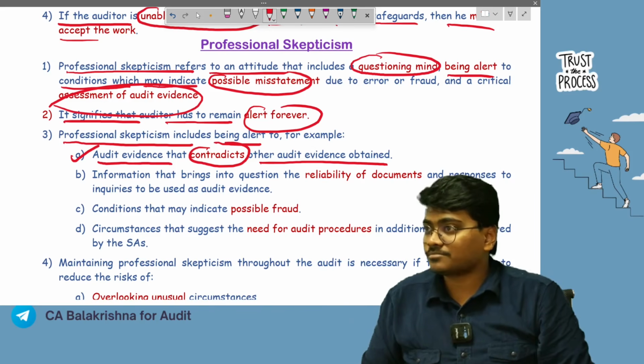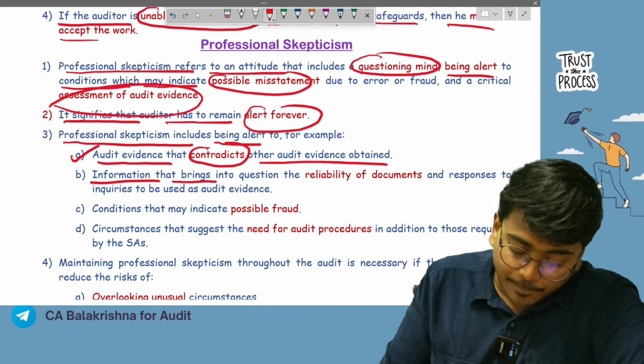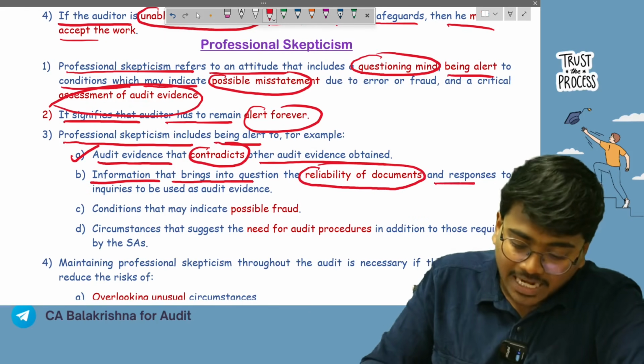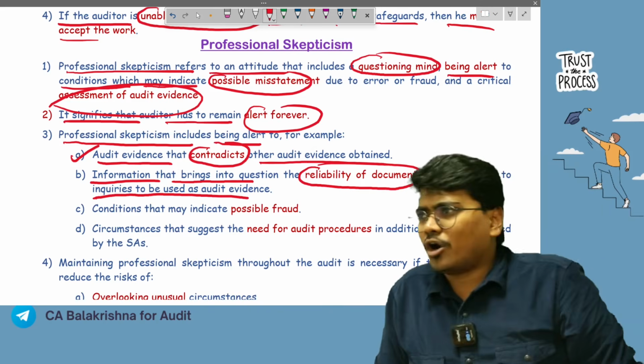Got it? Next, information that brings into question the reliability of documents and responses to inquiries to be used as audit evidence.